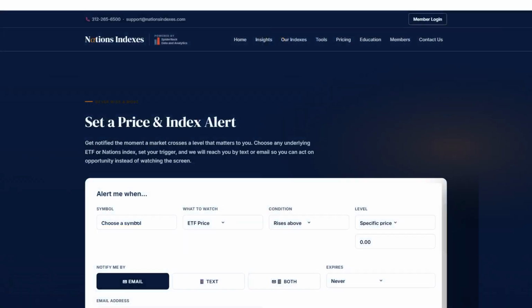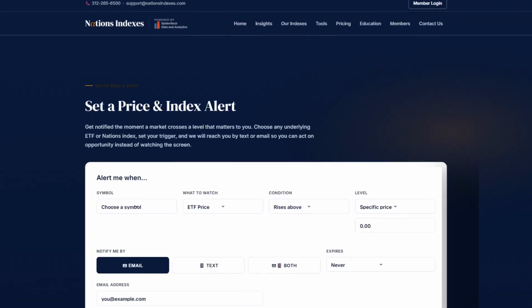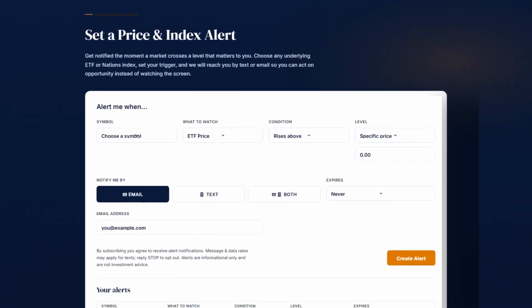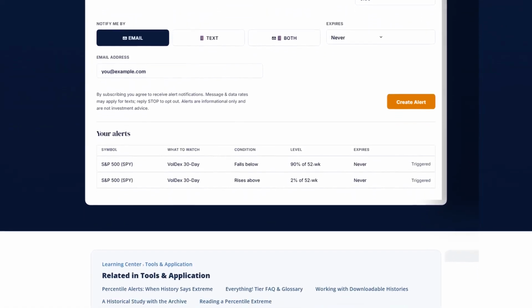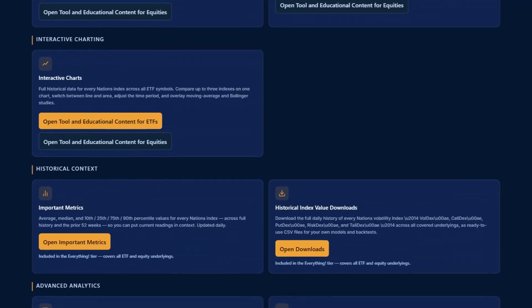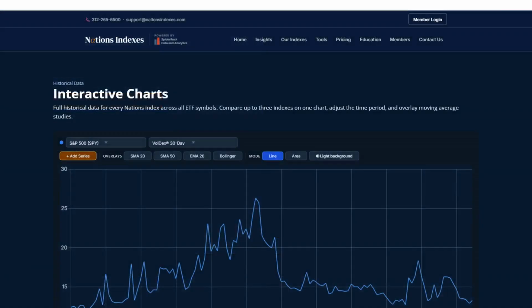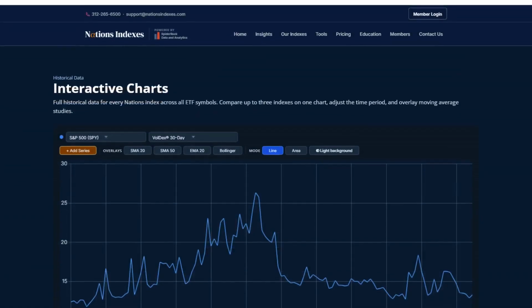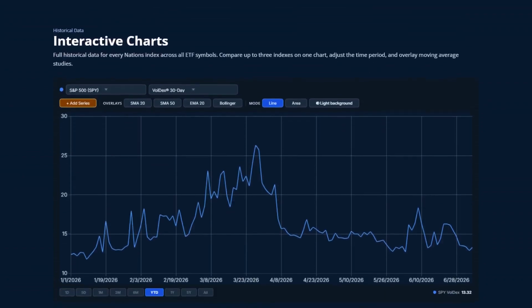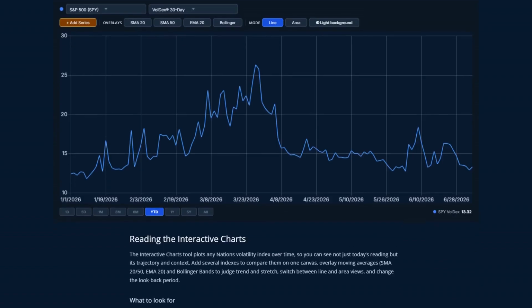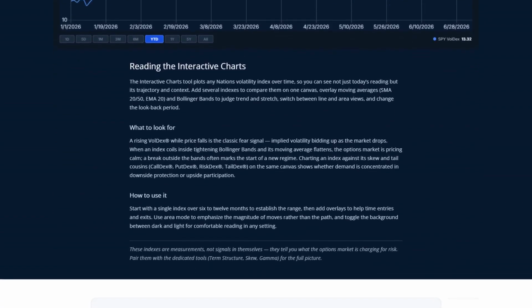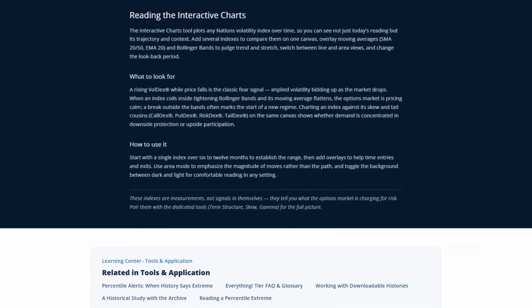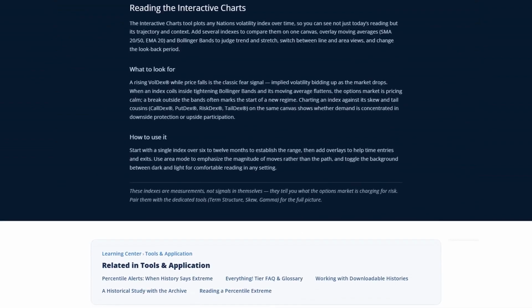Set an asset price or Nations index trigger on any underlying, choose email or text, and act the moment the market reaches an important level. Our interactive charts show the full history of every Nations index. Compare up to 3 indexes on one chart, overlay the asset history, moving average and Bollinger studies or other important indicators, and see exactly how today's readings compare with every cycle that came before. Now you're trading with data, not a hunch.